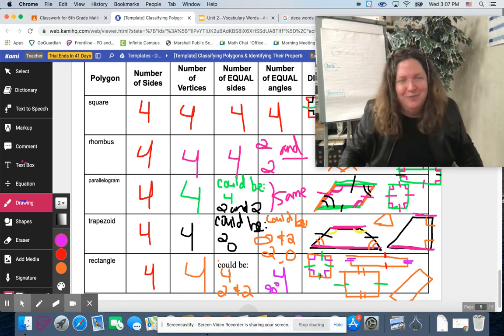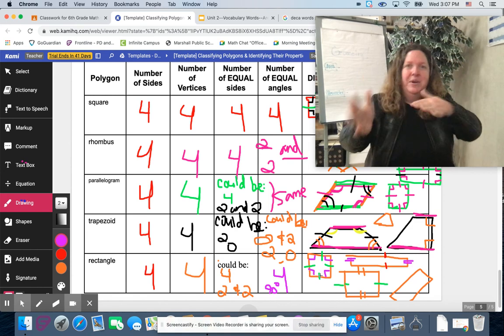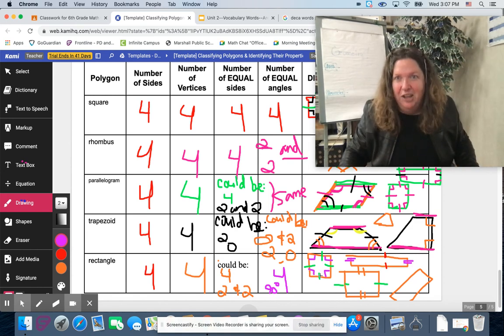I know this has been a long video, but I hope this has been helpful for you, and you can go back and have this to help you all through the unit as we're thinking about different shapes.